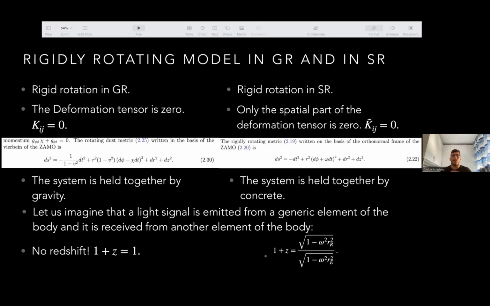Now let us imagine that a light signal is emitted from a generic element of the body and it is received by another element of the body. In the GR case, again, we have no redshift. Instead, in the special relativity case, we have a redshift that depends on the point of emission and the angular velocity of the system. So it's completely different. The cases are very different.